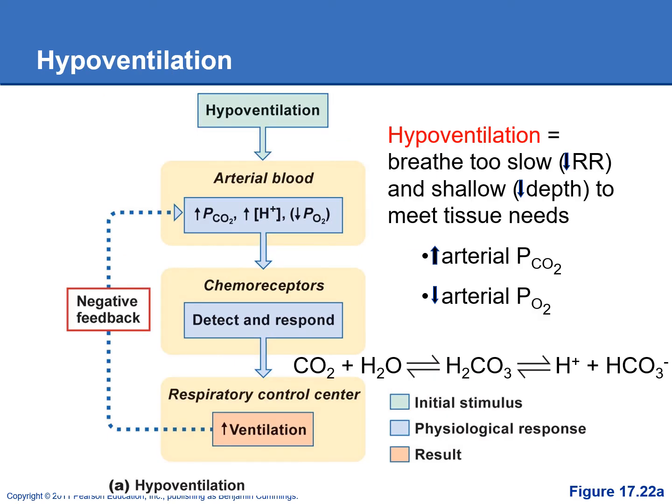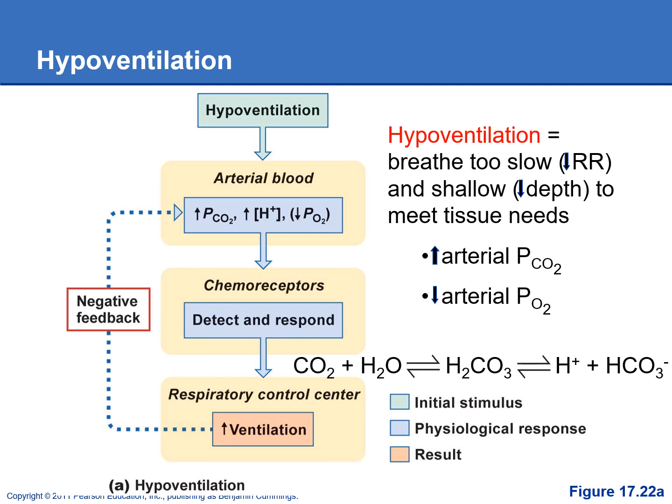Let's take a look at hypoventilation. Maybe the patient took too many opioids, and opioids will suppress the respiratory centers. So you're going to be breathing too slow and too shallow to meet your tissue needs. If you're breathing too slow and too shallow, you're not exhaling as much CO2 as you need to, so the CO2 levels will start to build up. When CO2 levels build up, that will increase the hydrogen ions, make the blood more acidic, and decrease the pH. Also, the arterial oxygen levels will decrease because you're breathing too slow and too shallow.